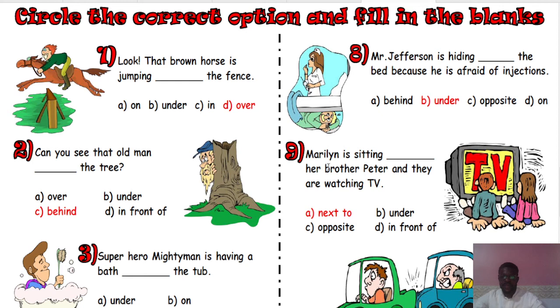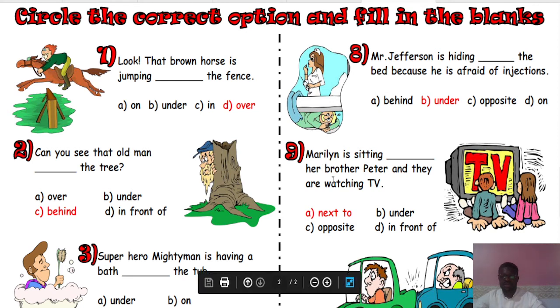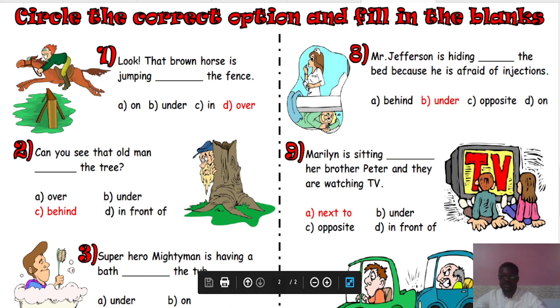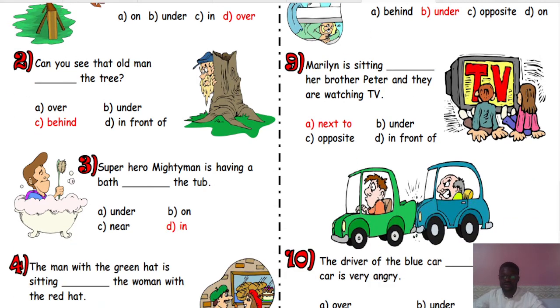Number 9, Marilyn is sitting next to her brother Peter and they are watching TV. You see Marilyn here. She's sitting next to her brother and they are watching television.